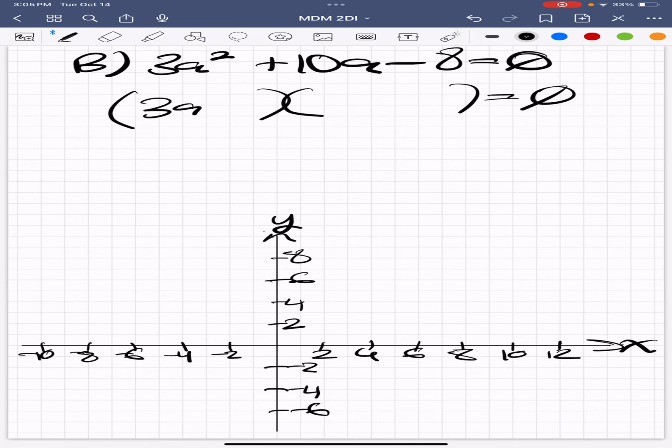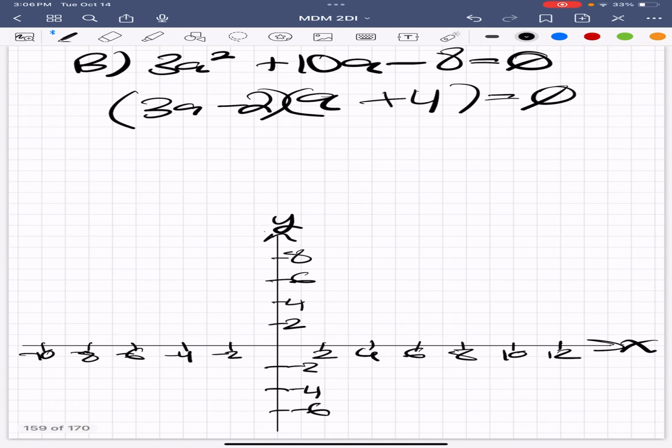We have 3a and a, since 3 is a prime number, so it's just 3 and 1 that would get you to 3. And now we need, we'll do +4 and -2. And then we'll move on to setting each piece equal to 0.